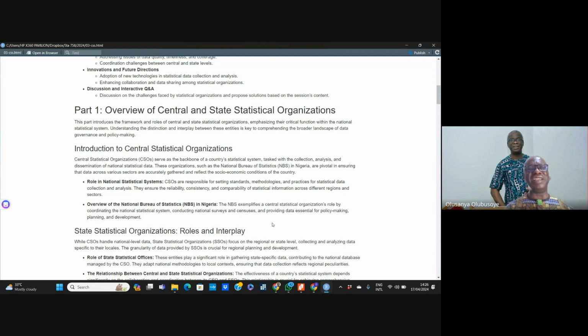Central Statistical Organizations is shortened to CSO. They are responsible for coordinating national and even state statistics. They coordinate the national ministries, they also coordinate the states, and they coordinate down to the local government. They set standards, they develop methodologies, they also articulate best practices for collecting and analyzing statistical data. Their role is to ensure data are reliable, consistent, and comparable across domains and regions.